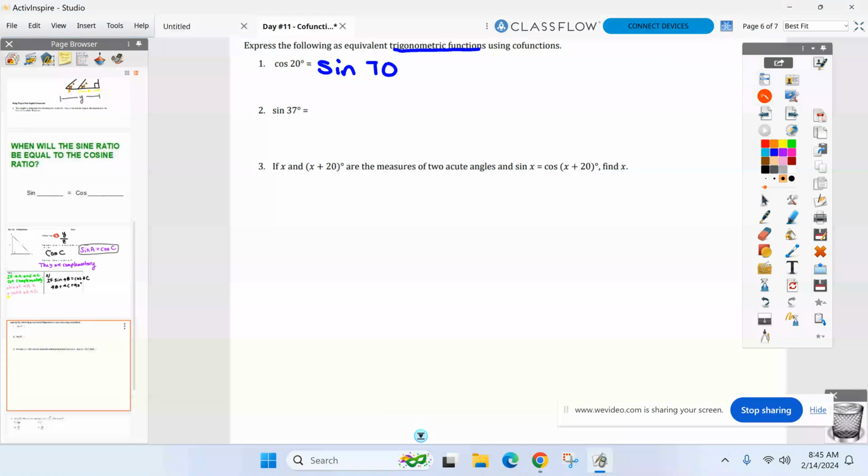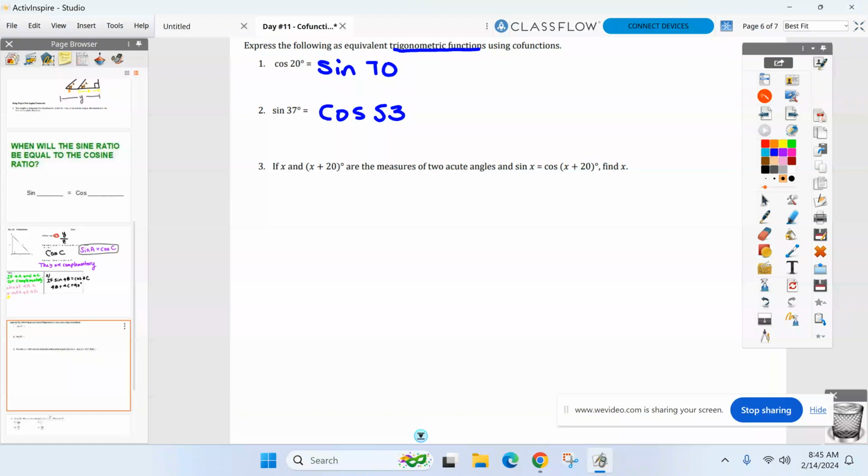All right, sine of 37. That's going to be the same as, again, change it to cosine. We're not going to involve tangent today. It's only sine and cosine equal to each other. Cosine of, what's my angle here now? Cosine of 53 degrees. They've got to add to 90 when they're equal. All right, we all right?